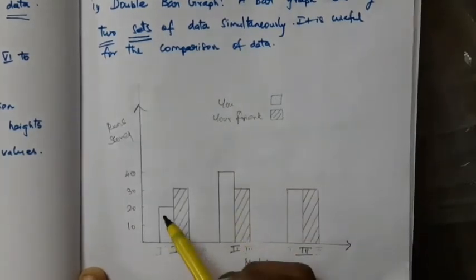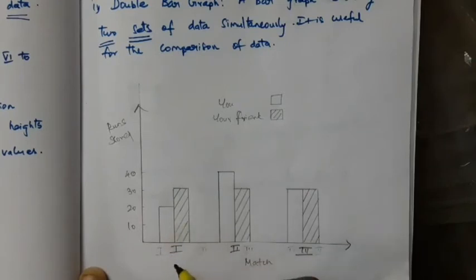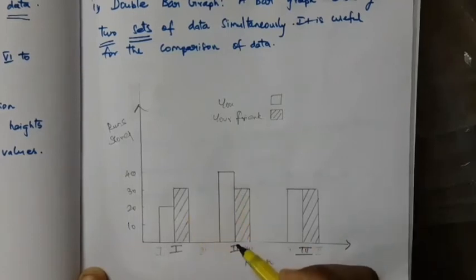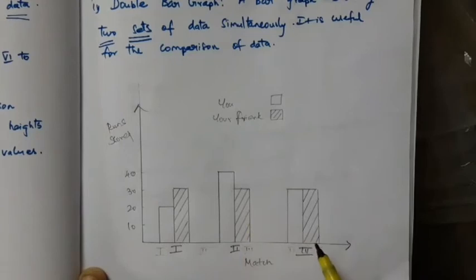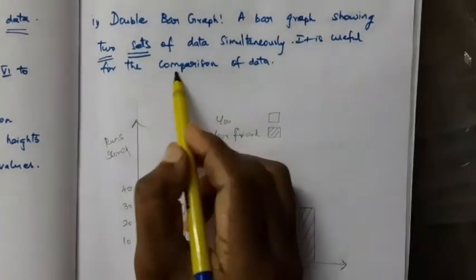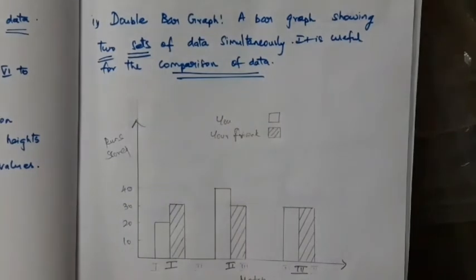You have scored 20 runs in the first match and your friend has scored 30 runs. Here you can see you have scored 40 runs and your friend has scored 30 runs. In the third match, they both have scored only 30 runs. So this double bar graph is used for comparison of data.